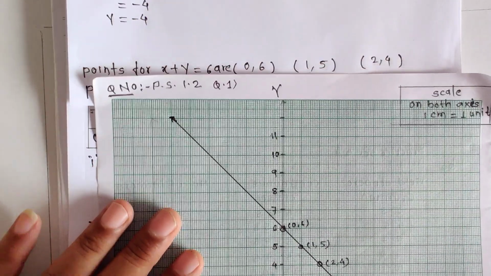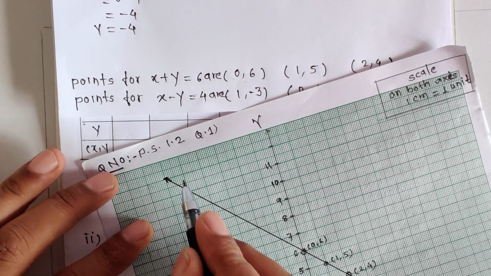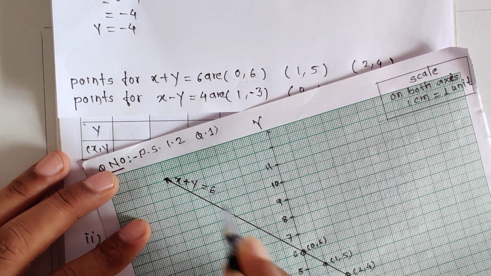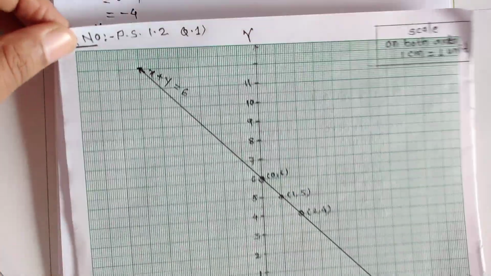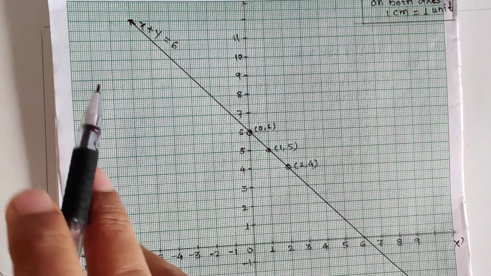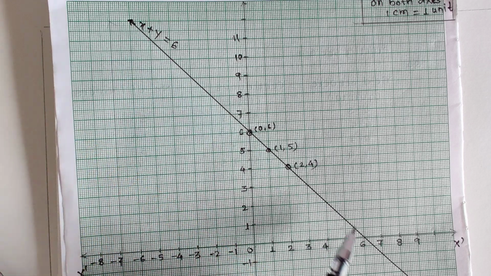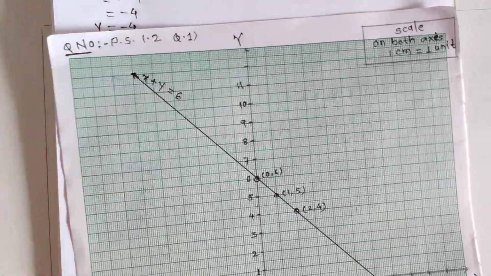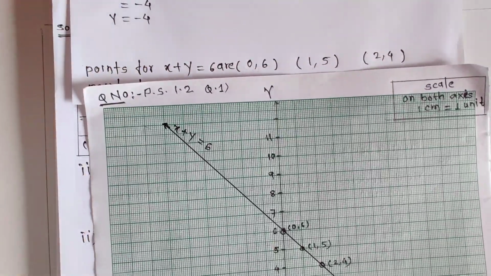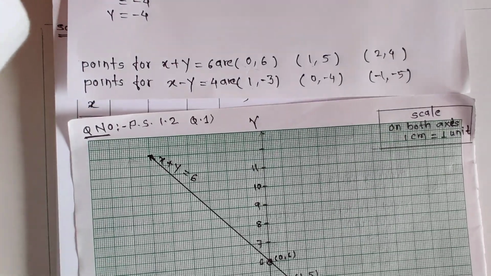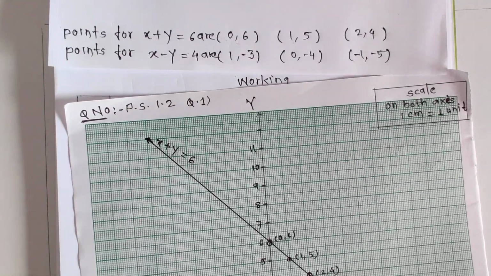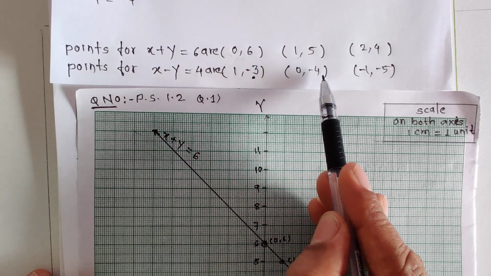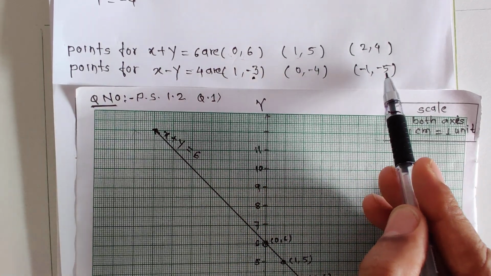So this is the graph of our first equation, x plus y is equal to 6. So in this way we plot the graph of the first equation, x plus y is equal to 6, by plotting these 3 points. Now second step, again plot the 3 points for the second equation. For the second equation, the points are (1, -3), (0, -4) and (-1, -5).